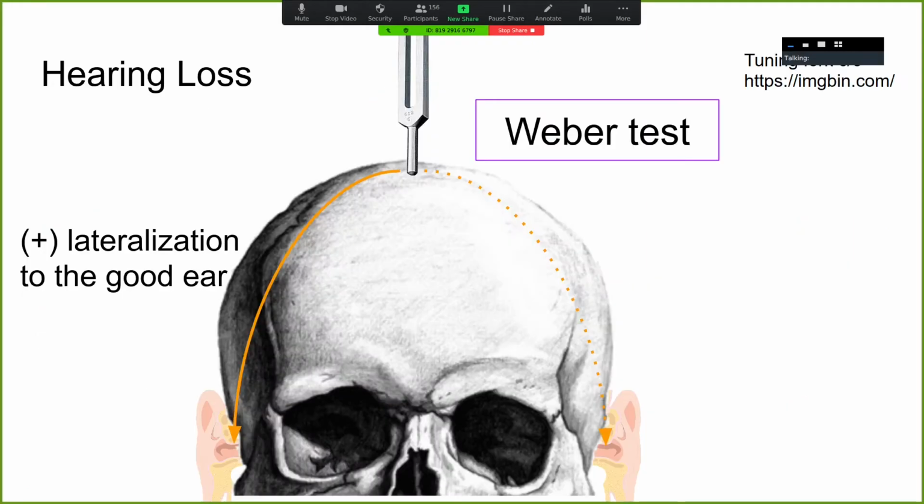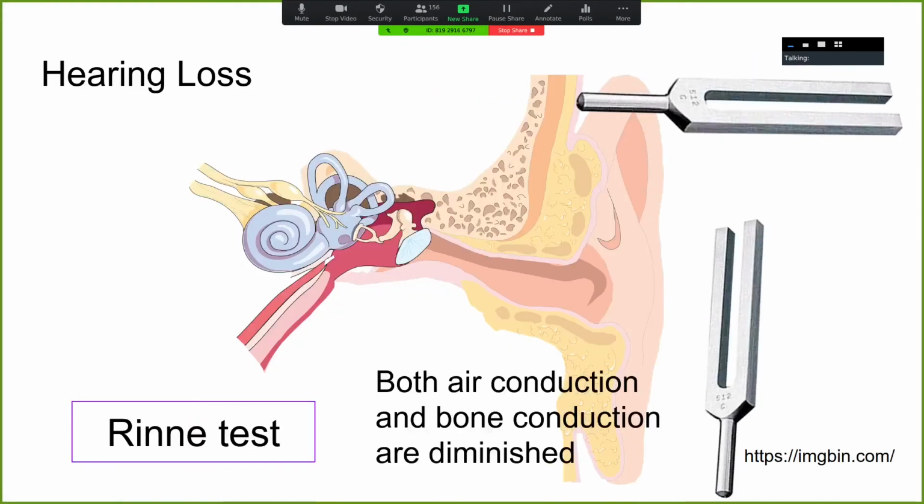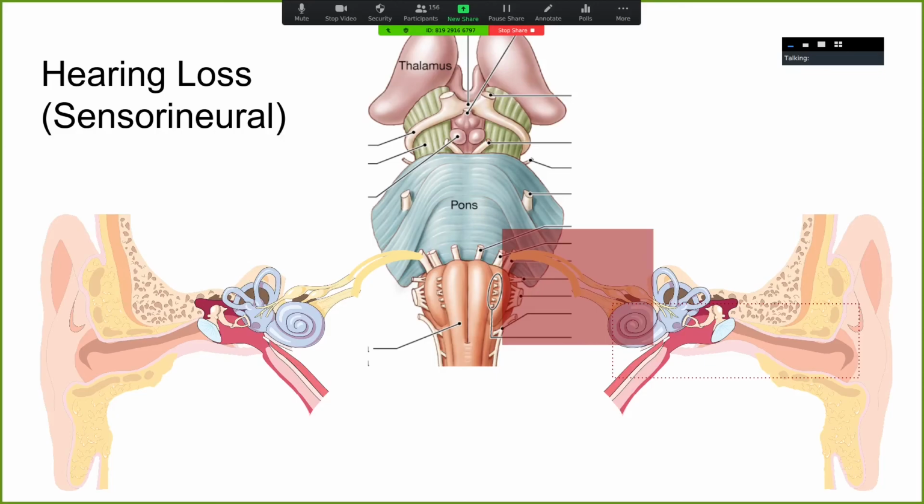But in the case that the Weber test lateralizes to the good ear and not the bad ear, and on the Cranial test, both air and bone conduction are not heard or barely heard, this is a sign that your hearing loss is due to an 8th cranial nerve problem and not due to the inner apparatus of the ear or the canal. So this is what we call a sensory nerve type of hearing loss, sensorineural hearing loss.